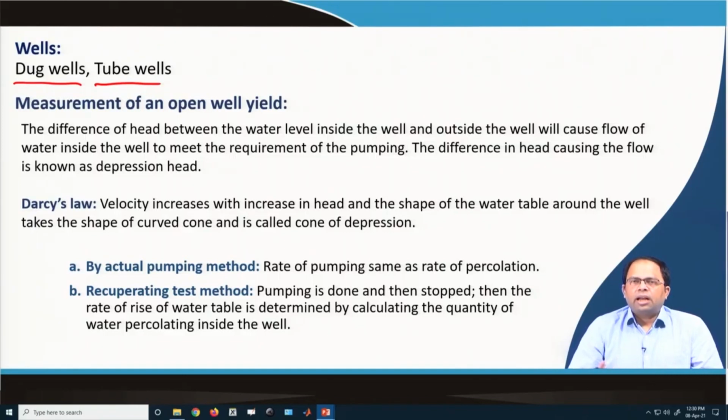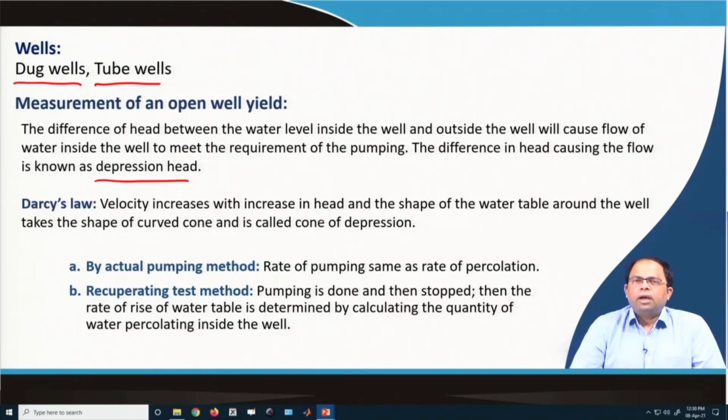Water from the surrounding areas will try to enter into the well from the bottom of the well, right, because it's an open well. The difference in head causing the flow, that means the difference in hydraulic gradient between these two areas, is known as the depression head. So, this is the difference between the water level outside and inside the well, and this hydraulic gradient will ensure that water flows from the surroundings into the well. And Darcy's law states that velocity increases with increases in head.